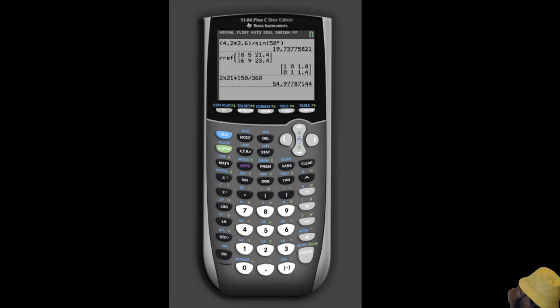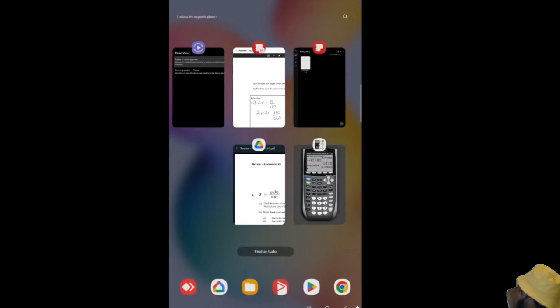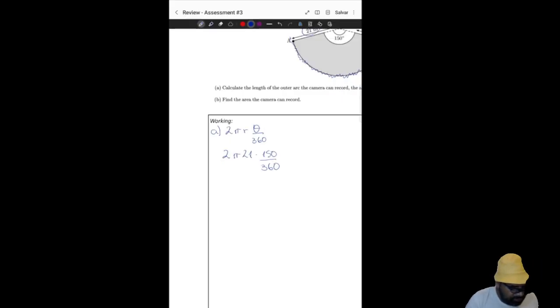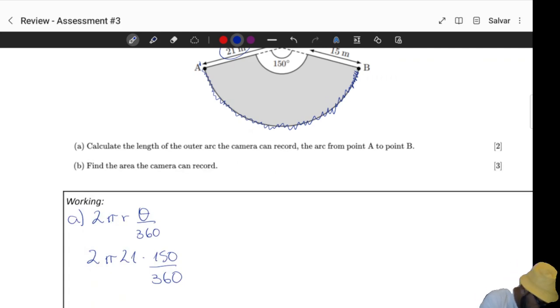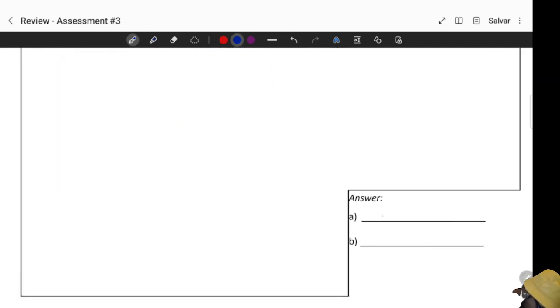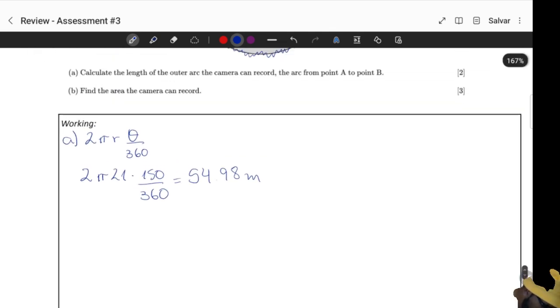Oops. This guy here. Oh no, this is the wrong one. Here, not this. This. Okay. Which is 54.98. Great. Meters. And let's write down here: 54.98 meters. Second one, B.